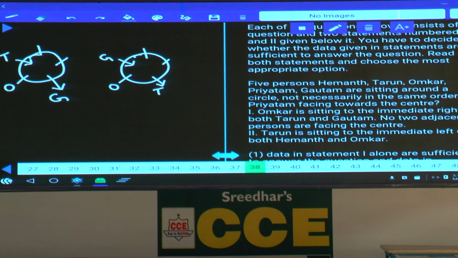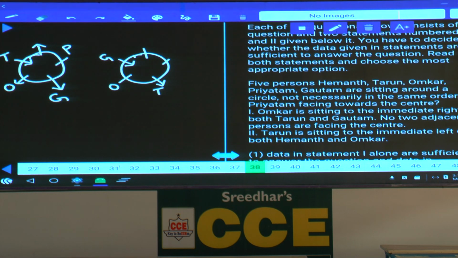Omkar is seated to the immediate right of both Tarun and Gautam. No 2 adjacent persons are facing the center. As no 2 adjacent persons are facing the center, in the first case this person is facing the center, no two adjacent are facing the center, so this person must be away from the center, isn't it? Then what is here? Preetham must be here. Then tell me what is the direction of this Preetham? Maybe inward or outward, isn't it? As of now we cannot determine.